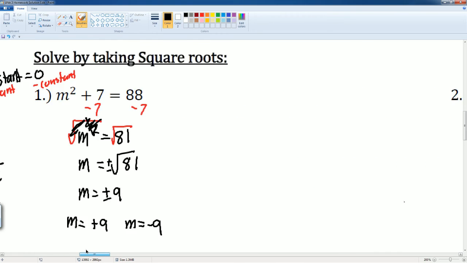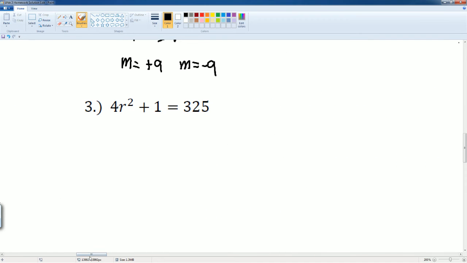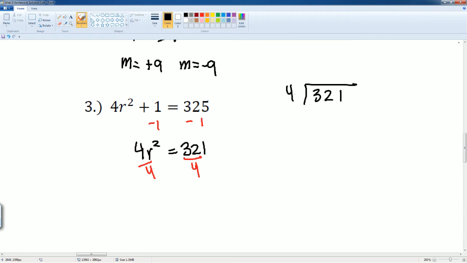Let's look at number 3 now. Number 3, let's subtract that 1 to both sides. This leaves us with 4r squared is equal to 324. Divide by 4, divide by 4. I do not know how to do that in my head, so I'm just going to do the long division right here. Let's see, 4 and, nope, this should be 4, yeah, 324. 8 times 4 is 32. Good. 0, bring down that 4, so this is 81. So r squared is equal to 81. There's no shame in doing the long division, people.